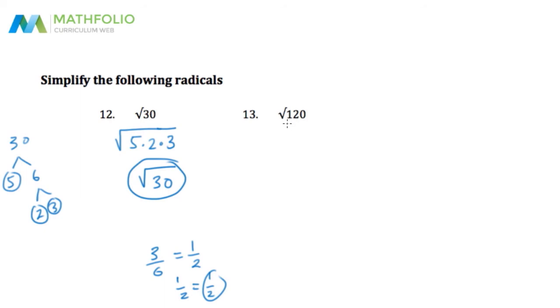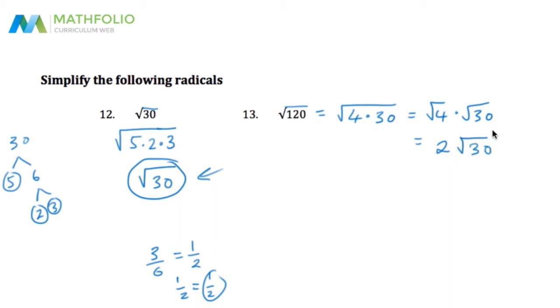Okay, now radical 120 isn't the same, because 4 goes into it, and 4 is in fact a perfect square. So we could rewrite this as 4 times 30. And once we give them their own umbrellas, we've got radical 4 times radical 30. And of course, radical 30 we know from down here we can't simplify that anymore. But the square root of 4 is 2, so our answer is 2 radical 30. That's our answer for number 13.